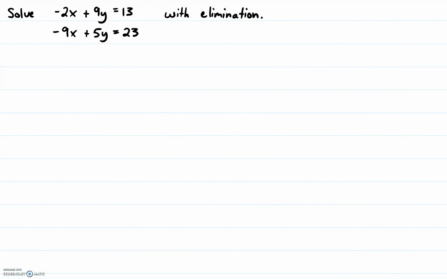In this video, we're going to solve the system of equations negative 2x plus 9y equals 13 and negative 9x plus 5y equals 23 using the elimination method. And the idea of the elimination method is we want to get the coefficients on the same variable, so either the x or the y in this case, to be opposites of each other.